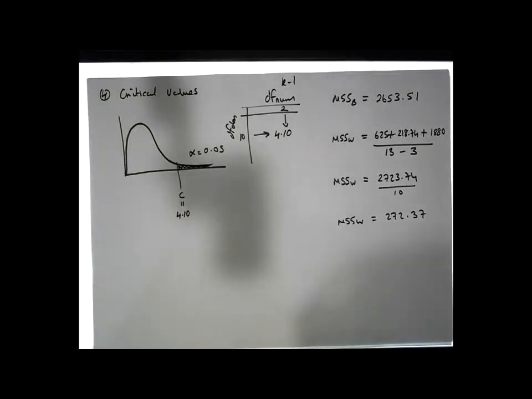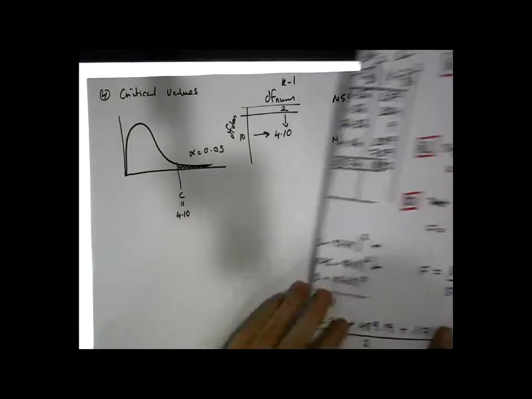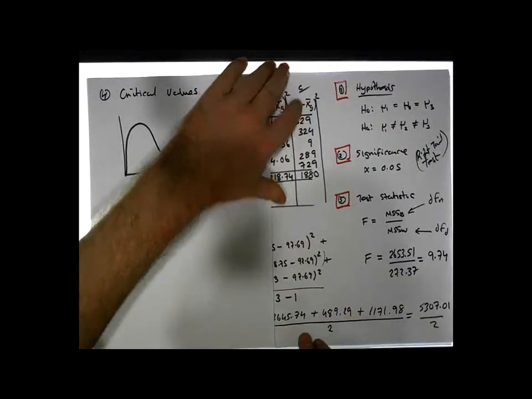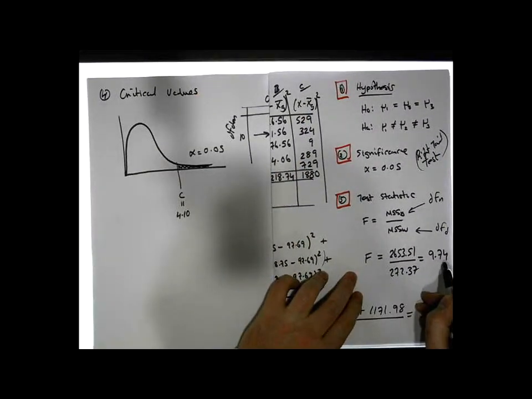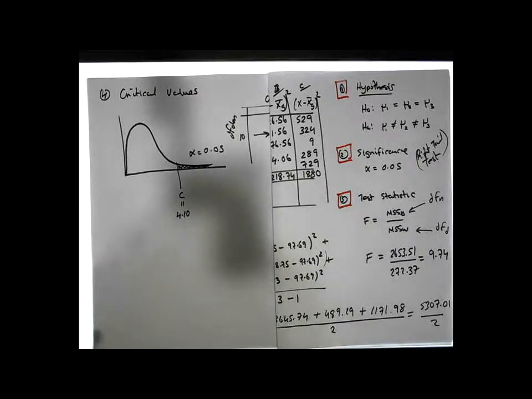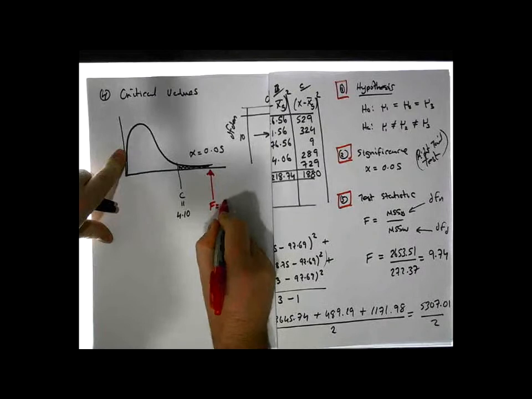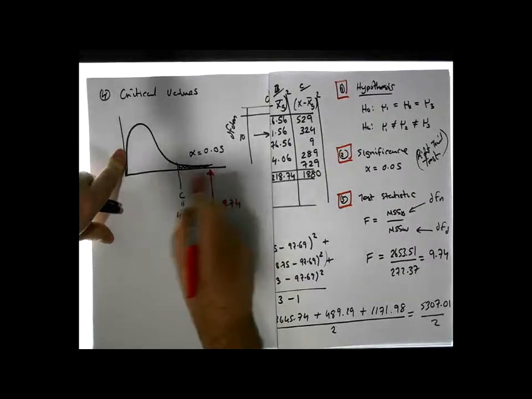But hang on a minute. Our F statistic is 9.74. So there you go, our F statistic is out here. This F is 9.74, which is in the rejection region.